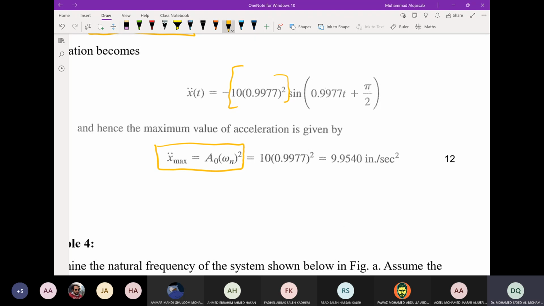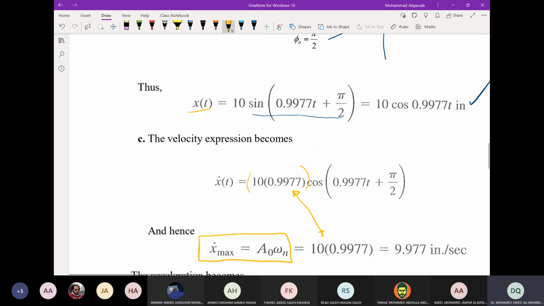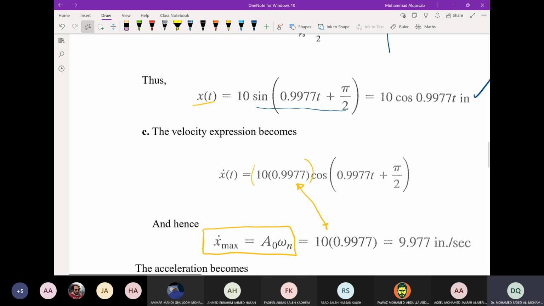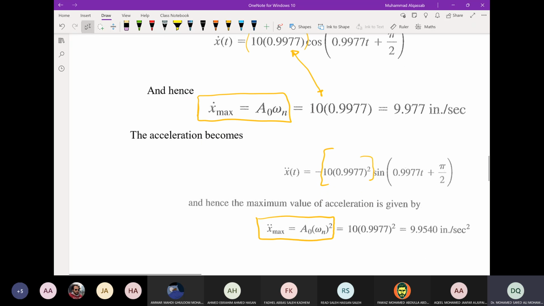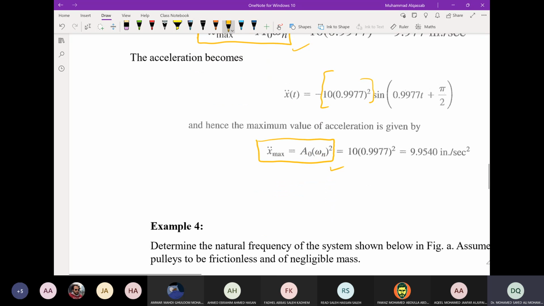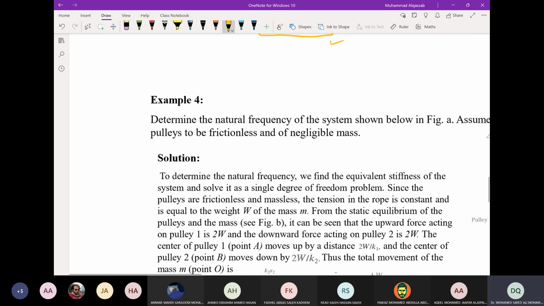Okay, so this part of this example, which is C, is similar to what we did in chapter 1 about finding the peak values of velocity and acceleration. So when you find the amplitude, just use this equation to find the maximum velocity and use this equation to find the maximum acceleration. But you have to find A0, that is the peak value.